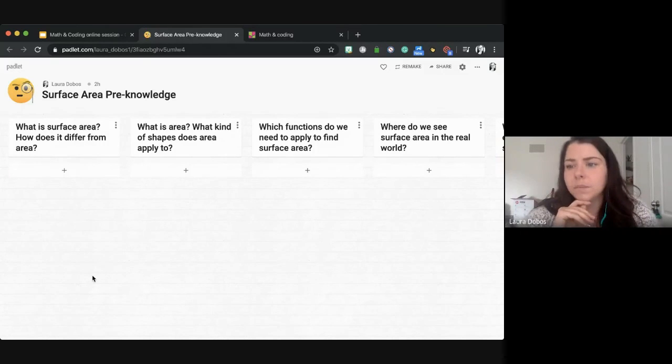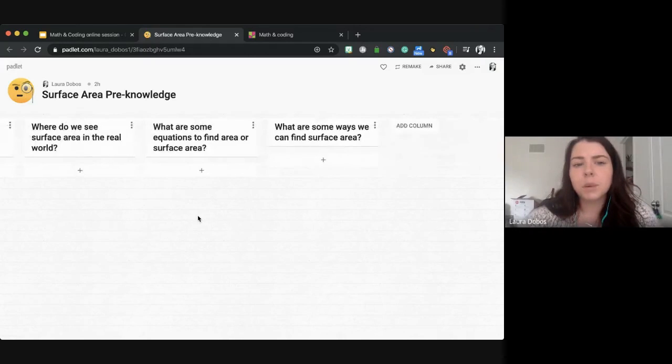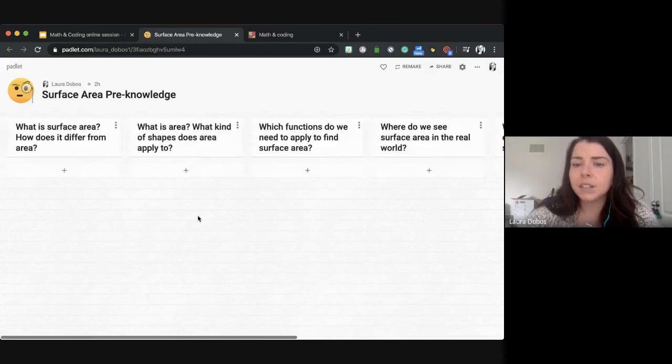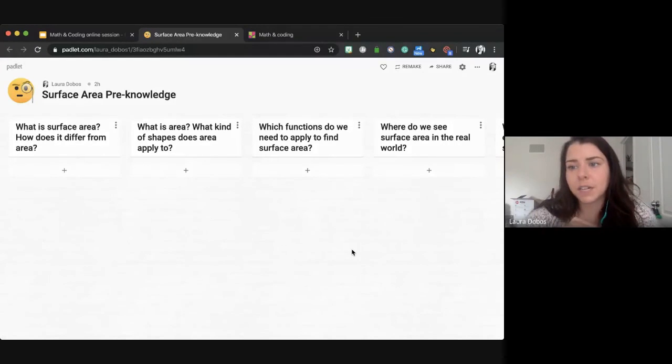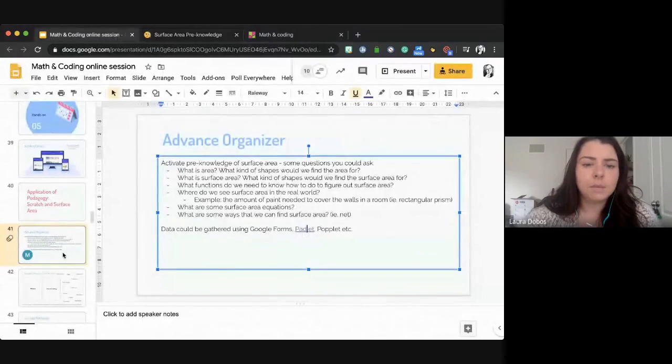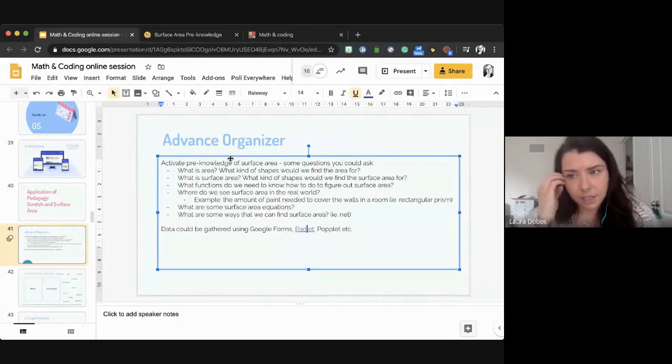Just for sake of time, I'm not going to actually go through this, but these are some kinds of questions that you could ask to activate that pre-knowledge for students. Again, I find using the Padlet super effective with regards to keeping everything organized and recognizing which students understand which aspects of the concept. So that's the advanced organizer. It's kind of like the diagnostic step.